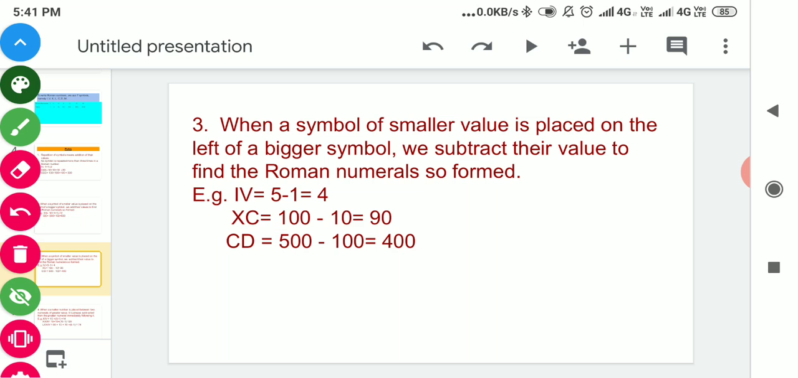Take another example, that is CD. C is 100 and D is 500. According to this rule number 3, this smaller value C is placed on the left of this bigger symbol D. So we will do subtraction. So we will subtract the smaller number 100 from this 500. The answer will come 400.